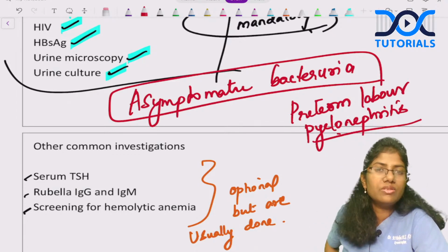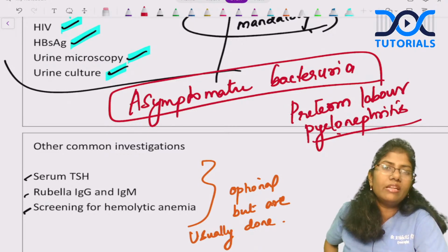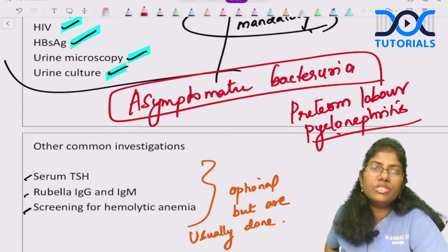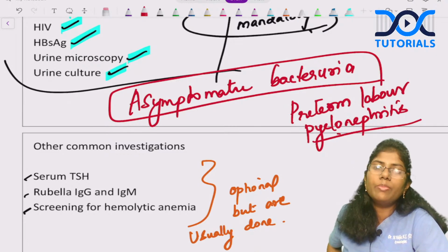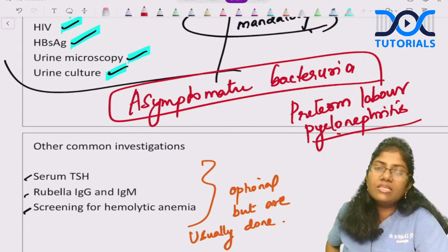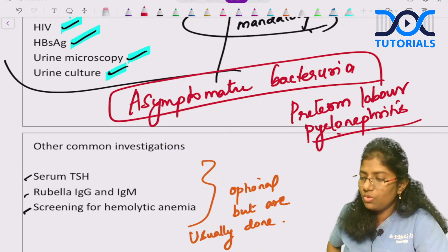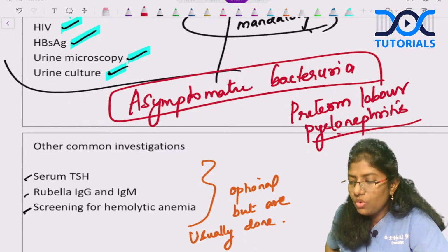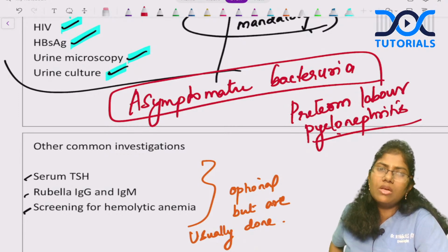You would be surprised to know this point, but yes, it is true. Serum TSH is not a mandatory, not a baseline investigation, and in fact, the ACOG guideline recommends serum TSH only in those women who are suspected to have hypothyroidism or hyperthyroidism, like say the woman has had previous abortions, or the woman has had a baby with delayed milestones. Only in those conditions does the guideline recommend doing TSH.